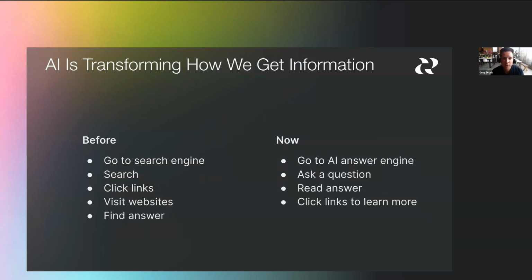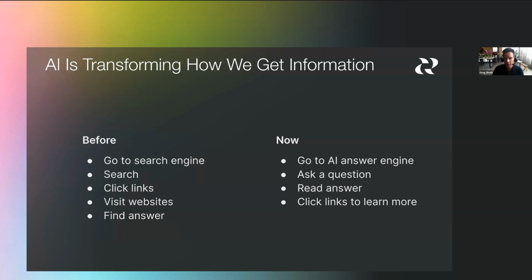There's been a lot of excitement about AI search, AI answer engines lately, and it makes a lot of sense because it's really changing the way that we get information online. For a long time, the way that we got information online would be to go to a search engine, we search, we click a few links, maybe visit some websites, and hopefully somewhere in all of that information, we find the answer that we were looking for.